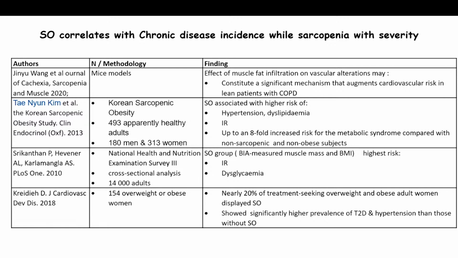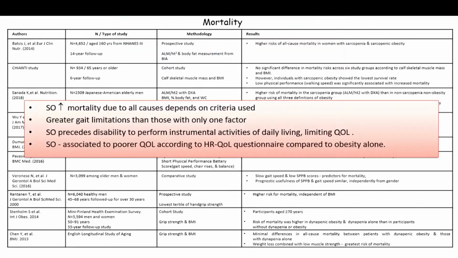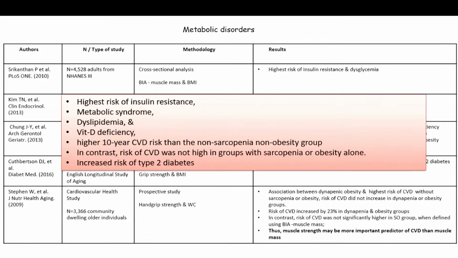Now, sarcopenia correlates with chronic diseases, and it increases all-cause mortality depending on the criteria used, with greater gait limitation than those with only one factor. Sarcopenic obesity precedes disability to perform instrumental activities of daily living, limiting quality of life. It is associated with poor quality of life according to the HRQOL questionnaire compared to obesity alone.